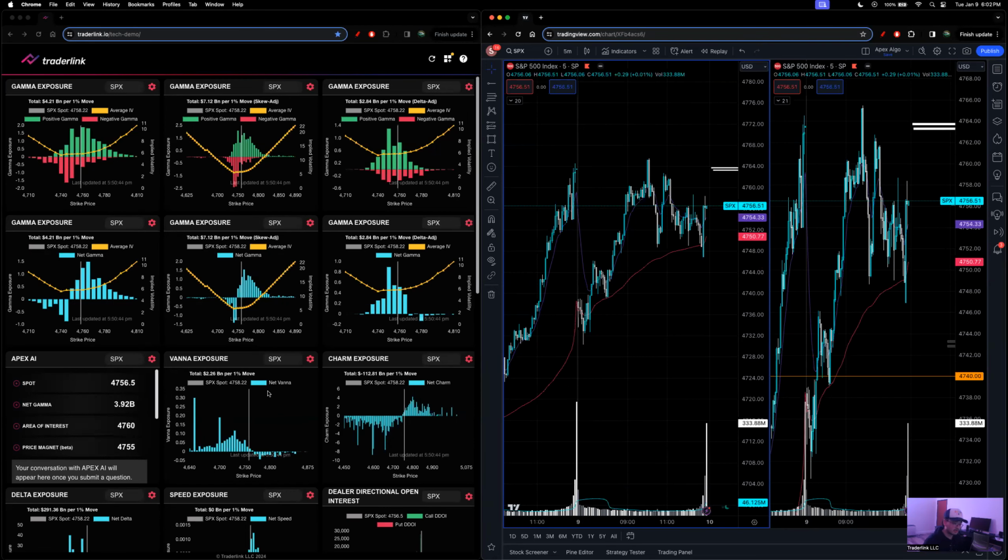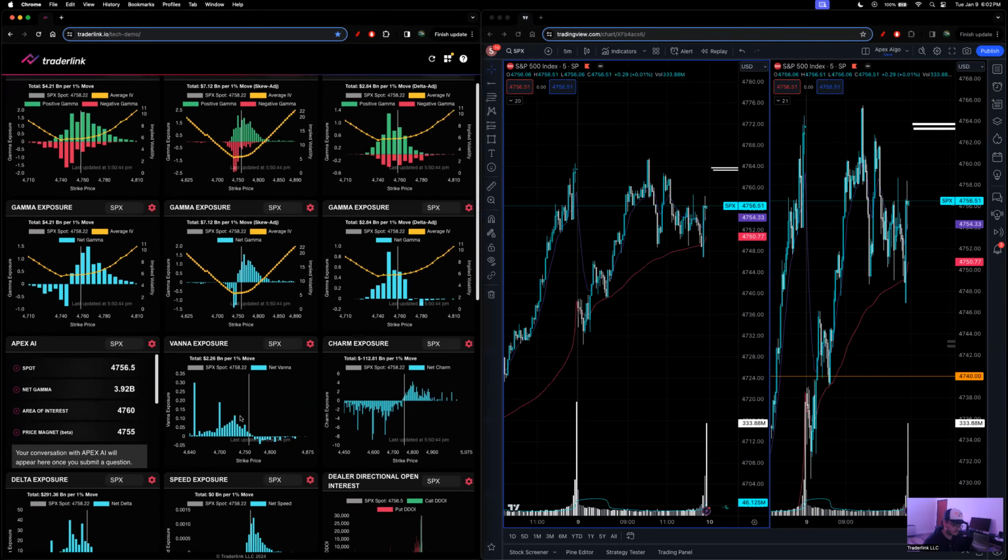So when we're looking at the Vanna graph itself, we'll zoom in here. Actually, I might take a screenshot of this. Oh, but the screenshot thing sucks with Mac. Realizing that now.